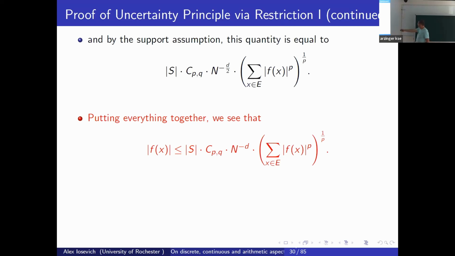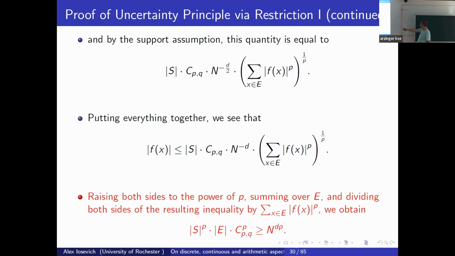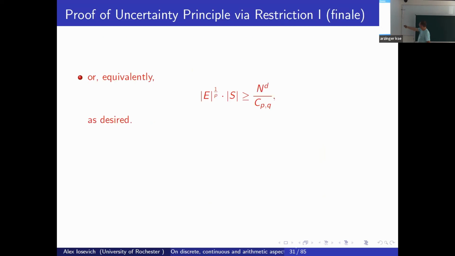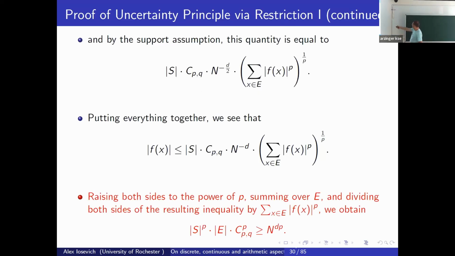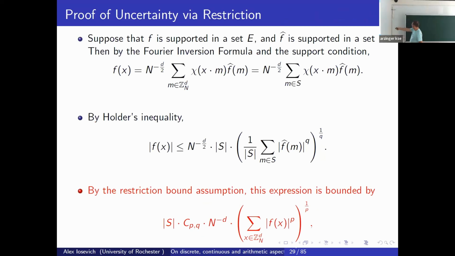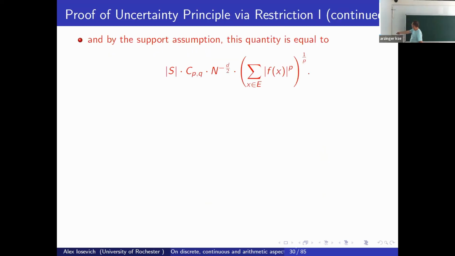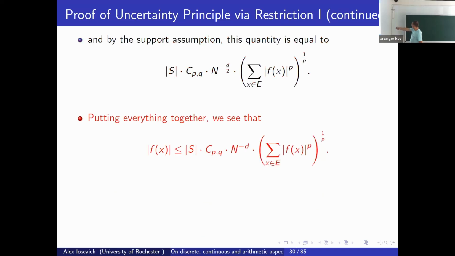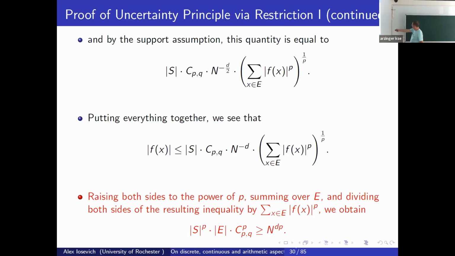Because now the right-hand side is a constant. The left-hand side is a function. So we can sum the left-hand side over x in E. Well, first raise it to the power of p, sum over x in E, and divide both sides by the L^p norm. And we get this condition, right? The size of E came down from summing over E. And then we take roots and we're here. So you see the trick? We applied Holder's inequality, restriction estimate, the assumption that F is supported in E. Put everything together, raise both sides to the power of p and sum over E. That gives us the size of E, and it's bigger than or equal to n to the d over p. So this is raised to the power of p, and now you take roots.